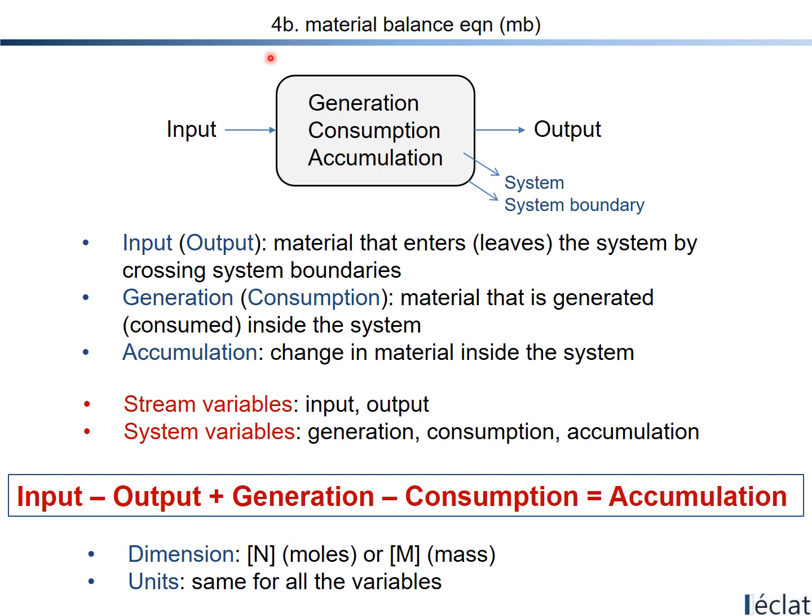The primarily required equation is the material balance equation, shortly MB. Here is the system and system boundary, and something is introduced into the system as the raw material, and something is going out of the system, that is the output stream, including desired products, sometimes byproducts, sometimes unreacted reactants. So this is the situation, and you have input or output. Input or output is the material that enters or leaves the system by crossing the system boundaries. You are accustomed to the words input and output right now.